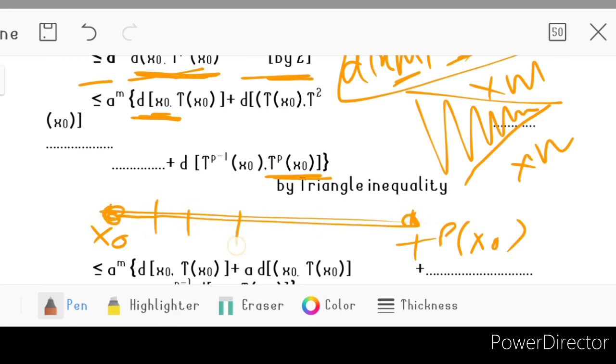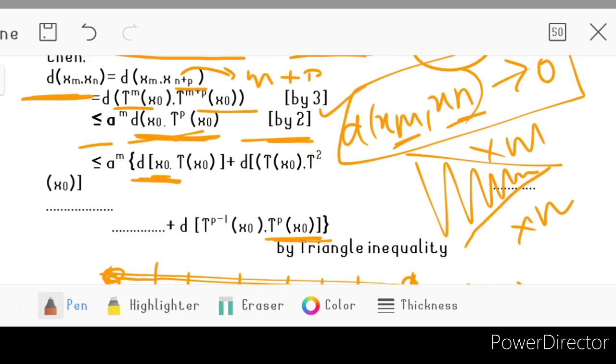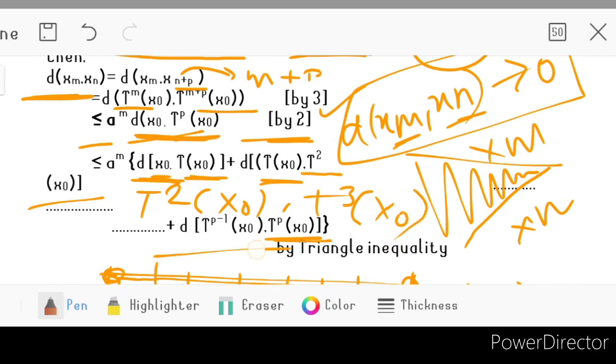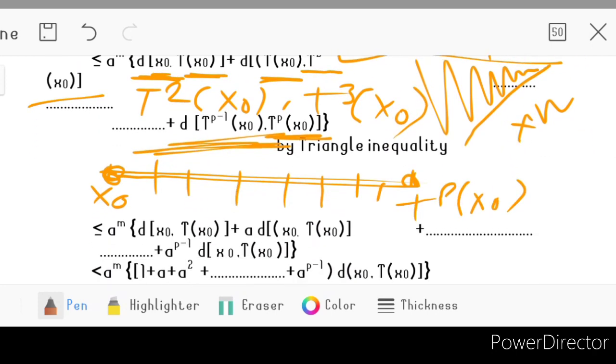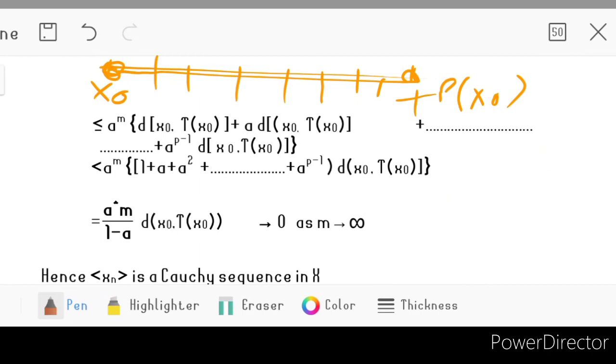So we have split it into the distance between x naught and T of x naught, T of x naught to T squared x naught, T squared x naught to T cubed x naught, until the last term, by the triangle inequality.